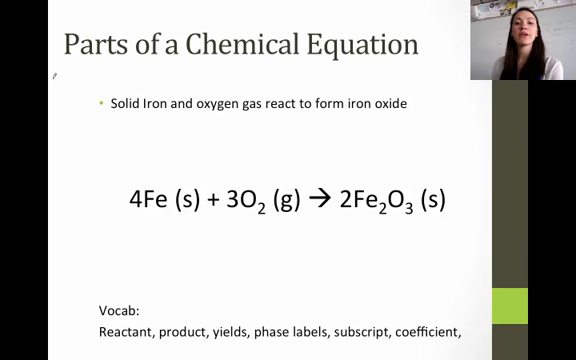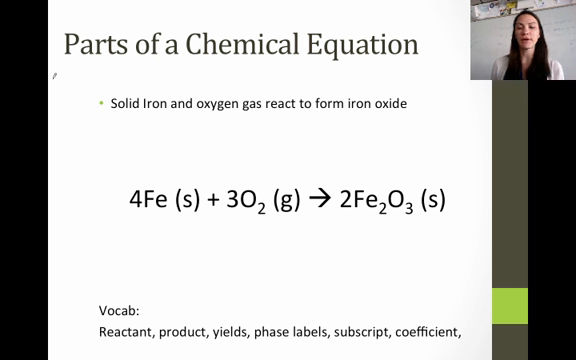Alright, so today we are going to be learning about chemical equations, how to write them and how to read them, and what the parts of a chemical reaction are. We're going to start by reading out how you would read this particular equation. It says solid iron and oxygen gas react to form iron oxide.